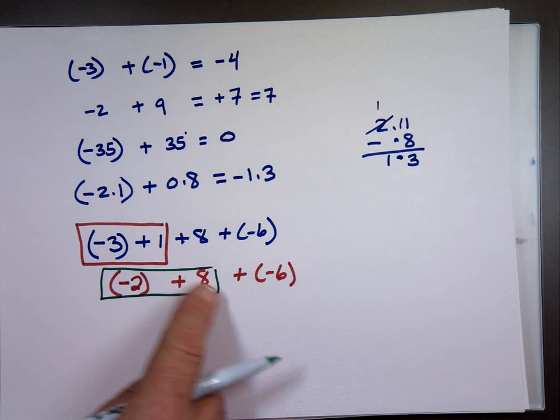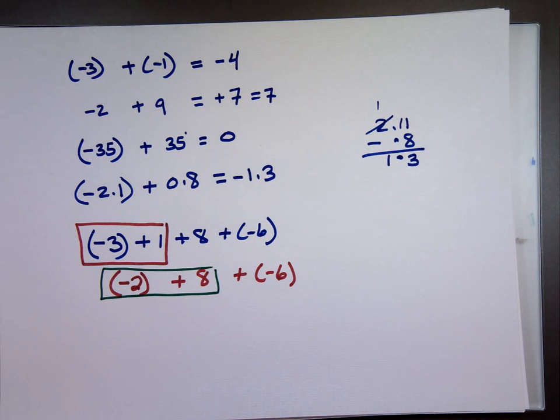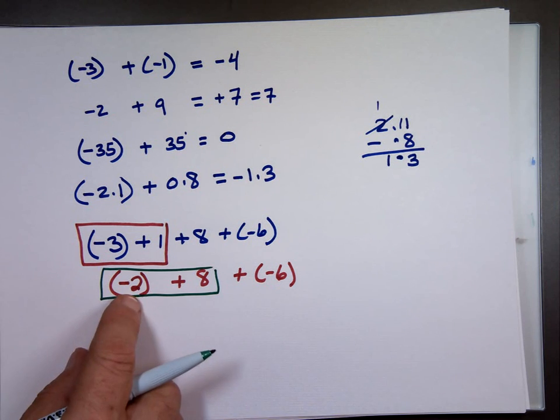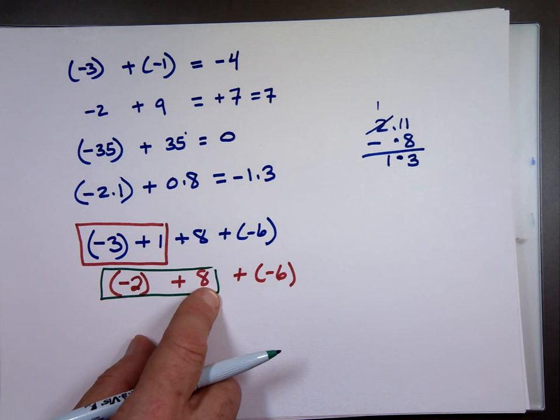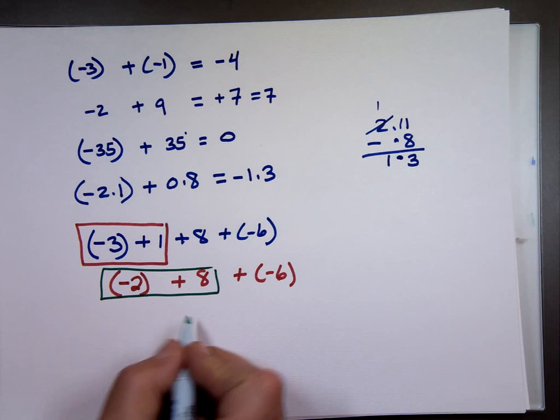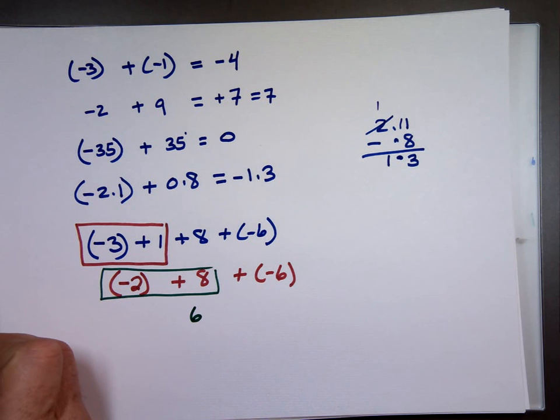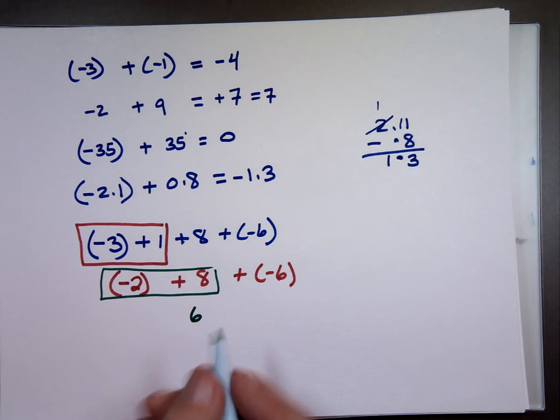Minus 2 plus 8. Same sign or opposite sign? Opposite. Subtract the smaller from the larger. 6, and what's the sign of the larger? Positive.